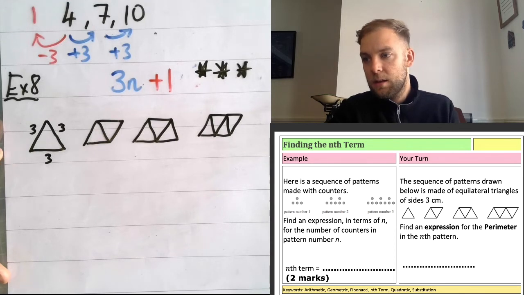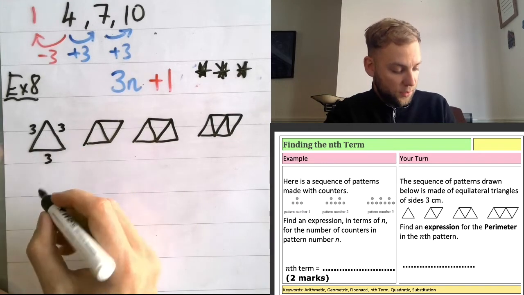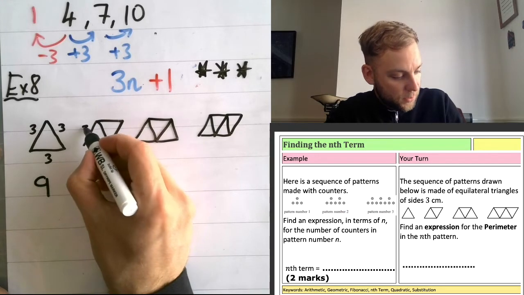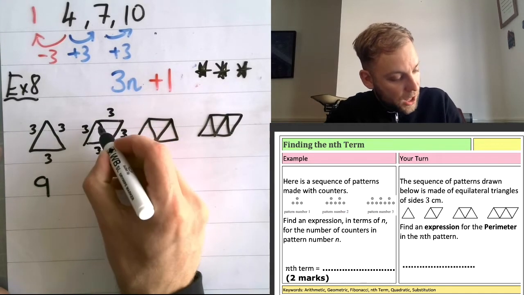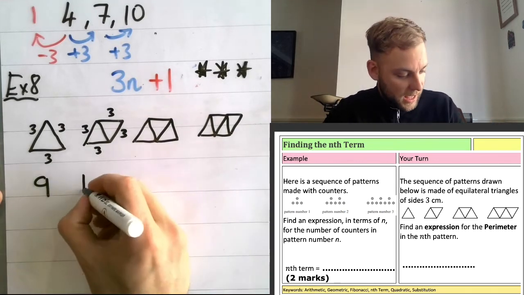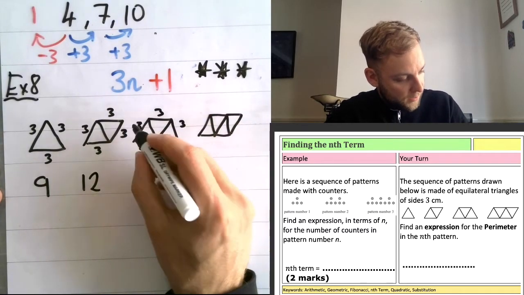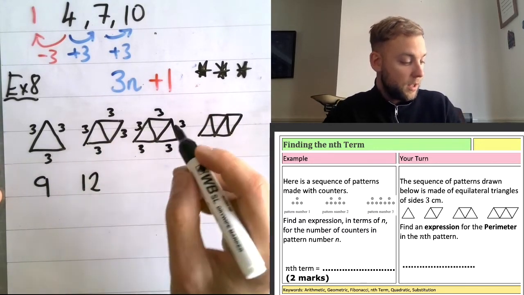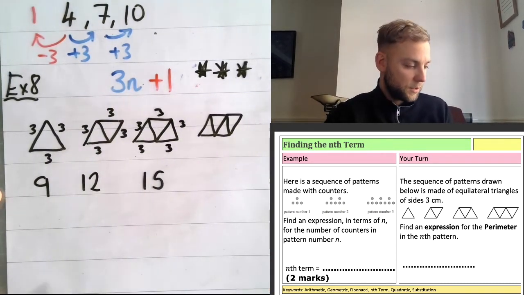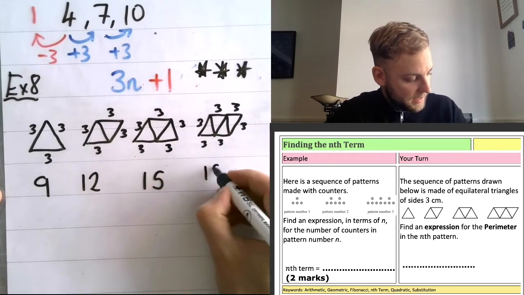Okay, so just check this. Below is equilateral triangles with sides of 3 centimeters. So 3, 3, 3. So this here is 9. This one here is going to be 3, 3, 3, and 3, not including that one because it's not part of the perimeter. So 3, 6, 9, 12. So this one here is 12. Then it's 3, 6, 9, 12, 15. I think we start to see what the pattern is now. 15, 18 on that one.